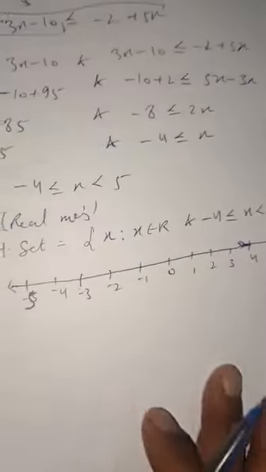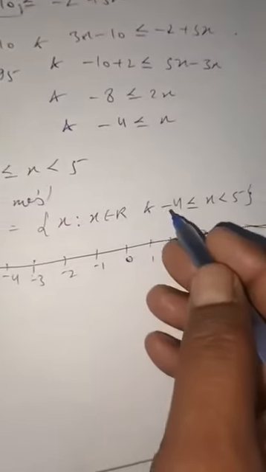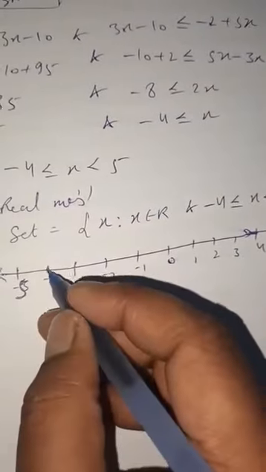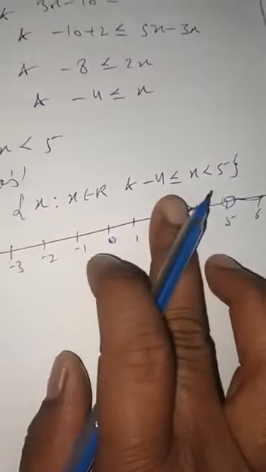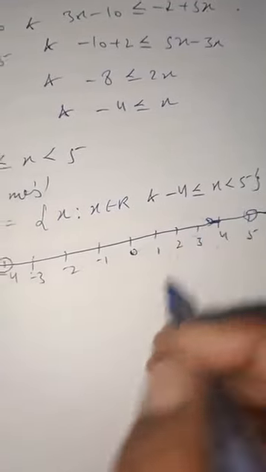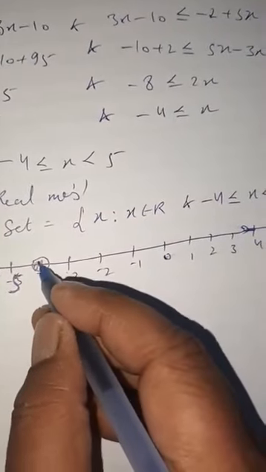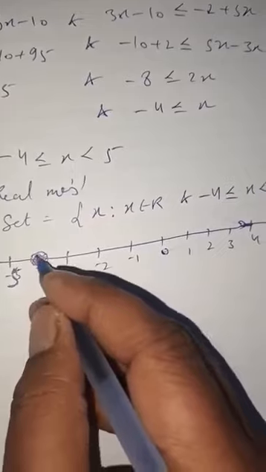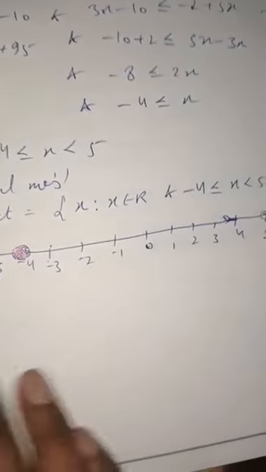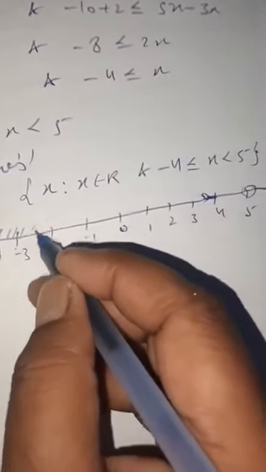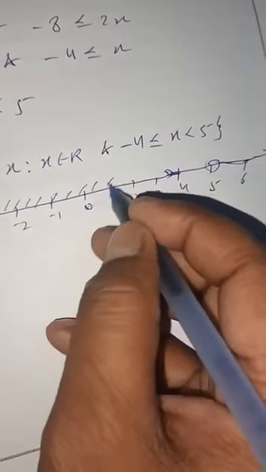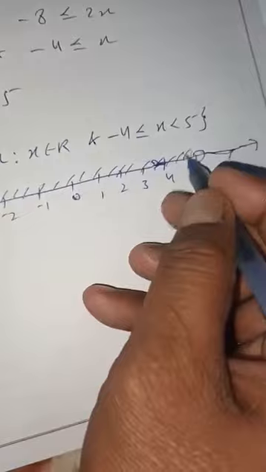So now, on these numbers you put circles like this. Then we can see that the equal to sign is there with minus 4, so that minus 4 should be darkened. Okay, shade this circle, then shade this line up to 5.